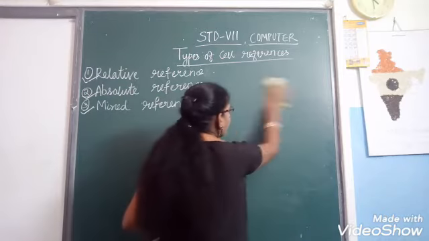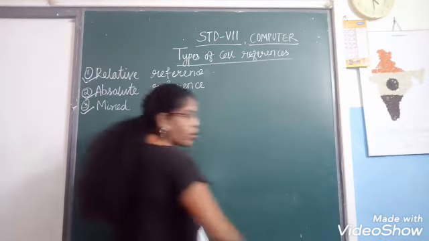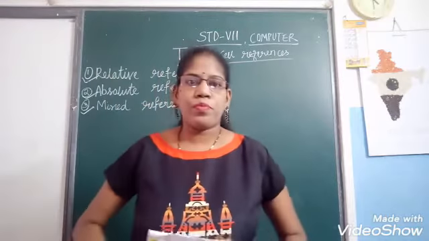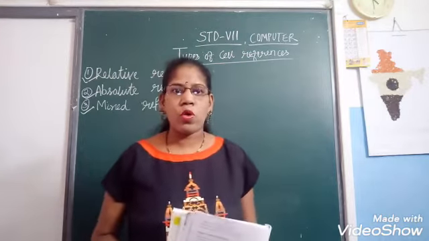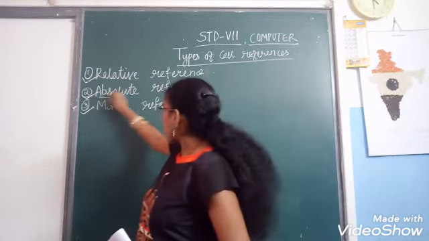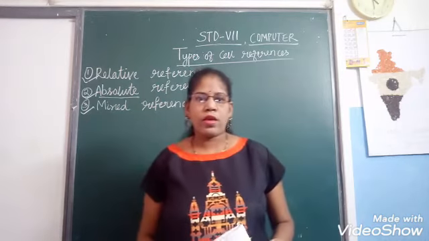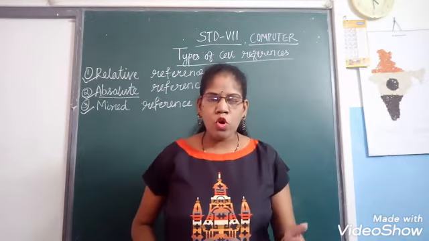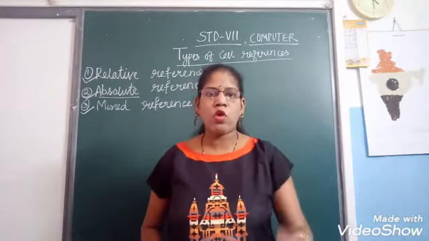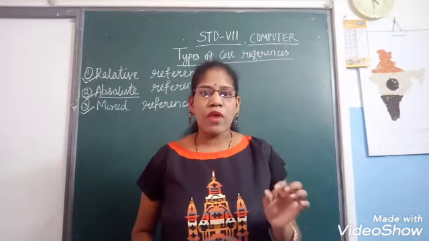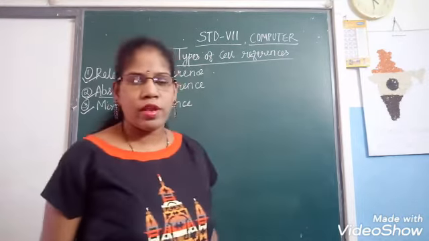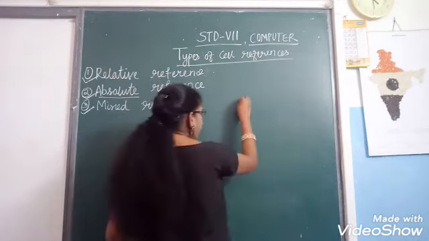Absolute reference means that we want to keep both the row and the column constant. We want both the row and column constant; the value should not change. That is known as absolute reference. Let's see one example.